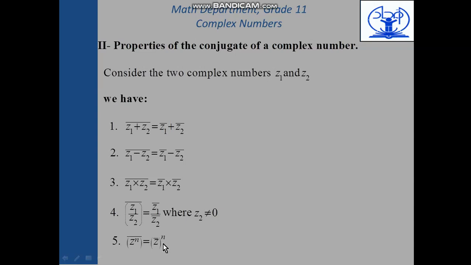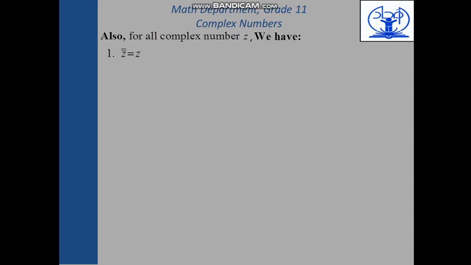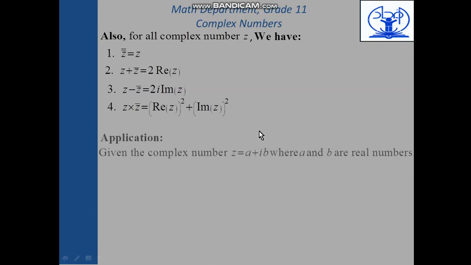z to the n, bar, is equal to z bar to the power n. Also, for all complex numbers we have z bar bar, the conjugate of the conjugate, is equal to z. z plus z bar is equal to 2 real z, as we see in the example. z minus z bar is equal to 2i imaginary of z. z times z bar, the important rule, is equal to real z squared plus imaginary z squared.